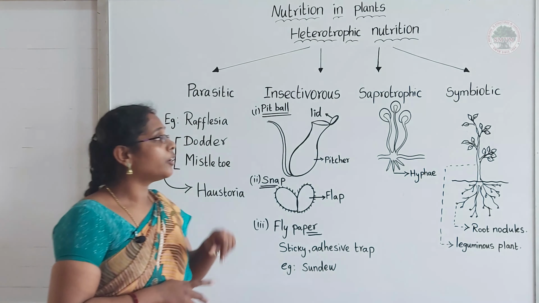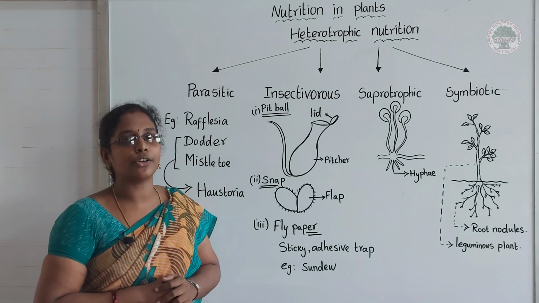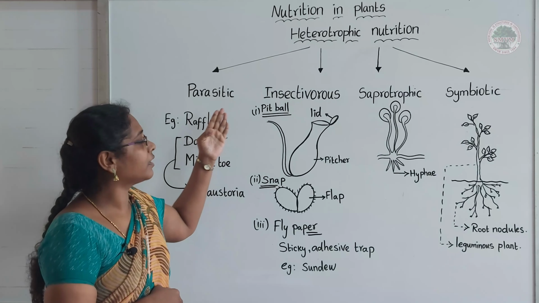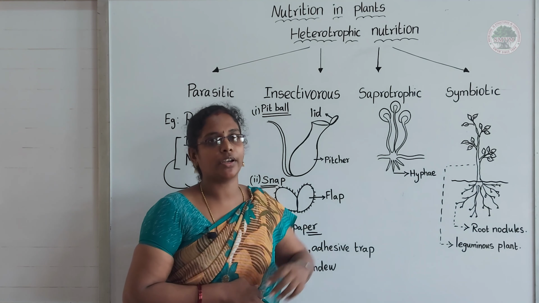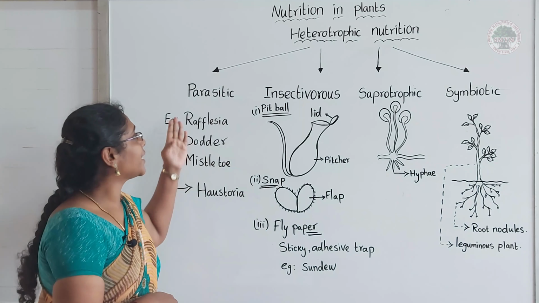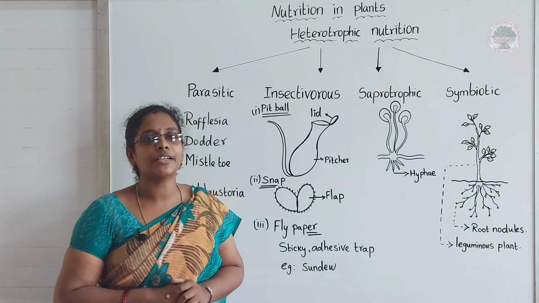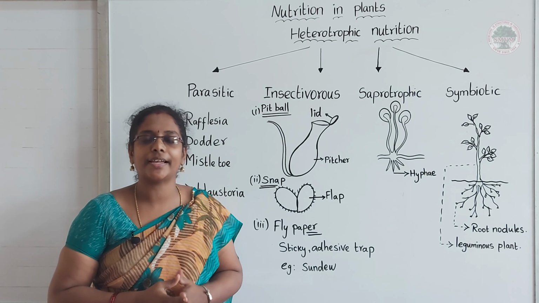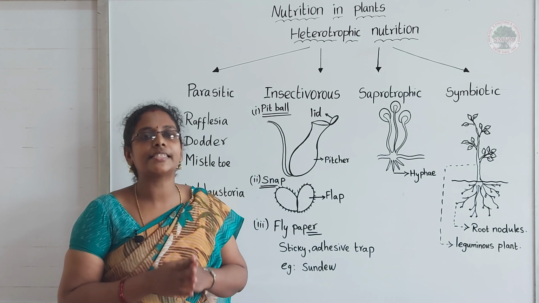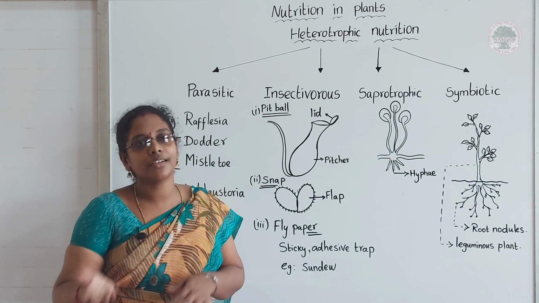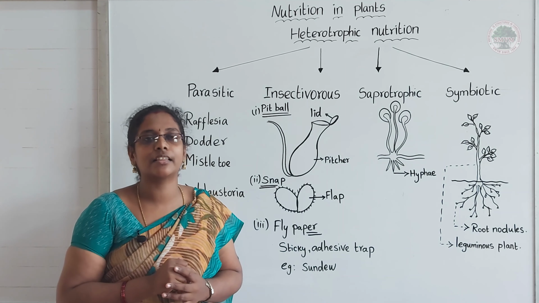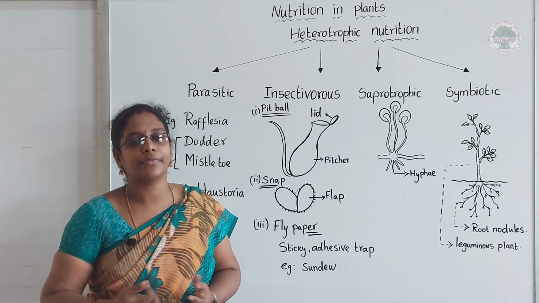There are four different kinds of heterotrophic nutrition: parasitic, insectivorous, saprotrophic and symbiotic. The first one is parasitic. First we need to know what a parasite is. A parasite is an organism which lives in or on another organism and sucks the nutrients from it.